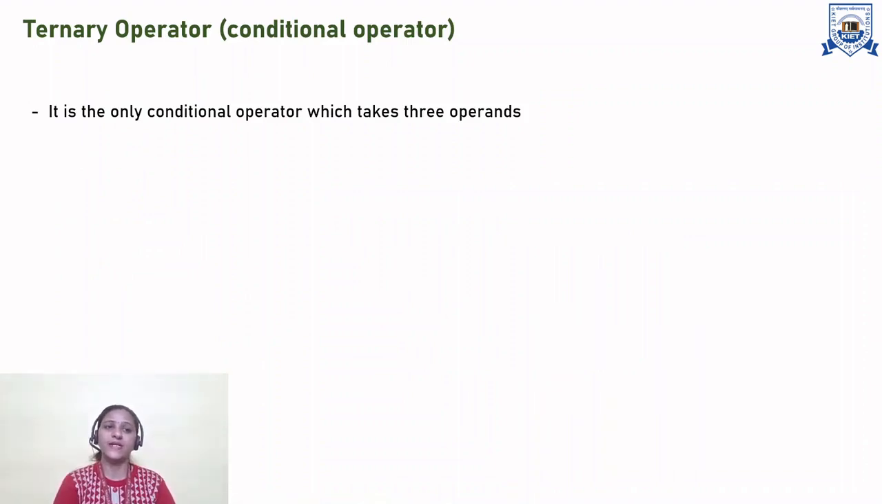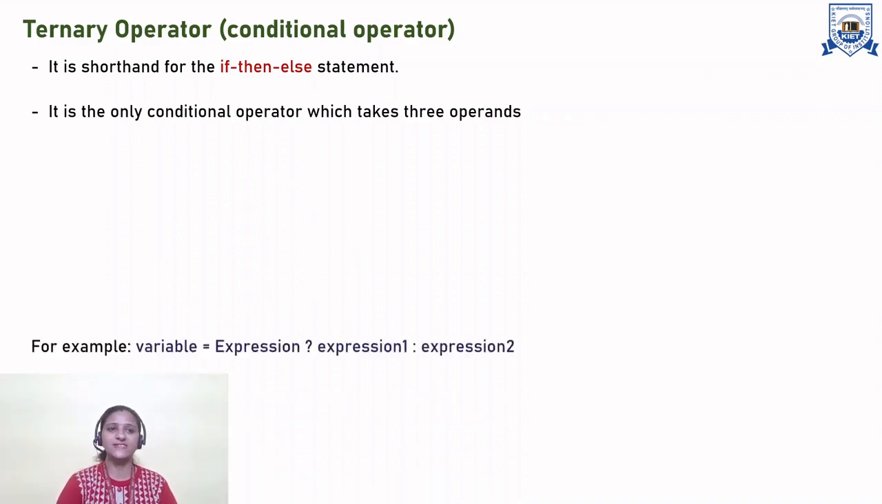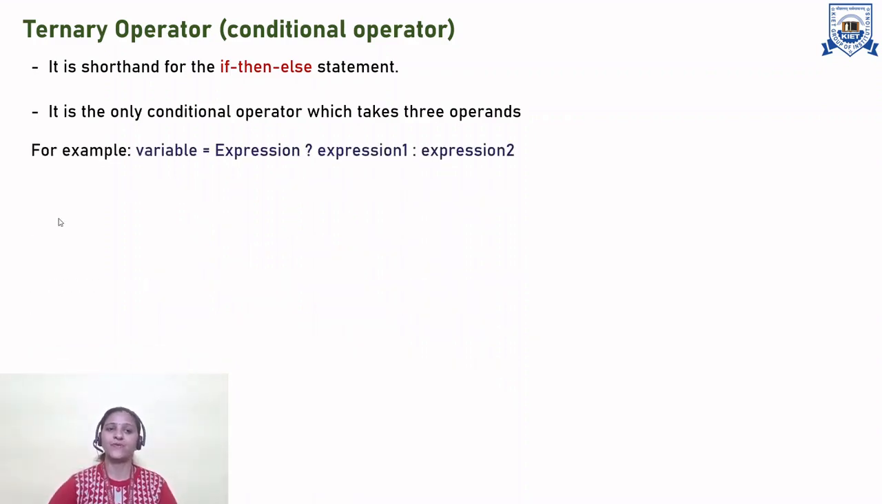Ternary operator. It is the only conditional operator which takes 3 operands. It is basically a shorthand for the if-then-else statement. For example, on the right hand side, we give the expression and check it for the condition. And if, based on the condition, it returns true, then this expression will be assigned to this variable. Else, if the condition is not satisfied or is not true, then this expression too will get assigned to this variable.